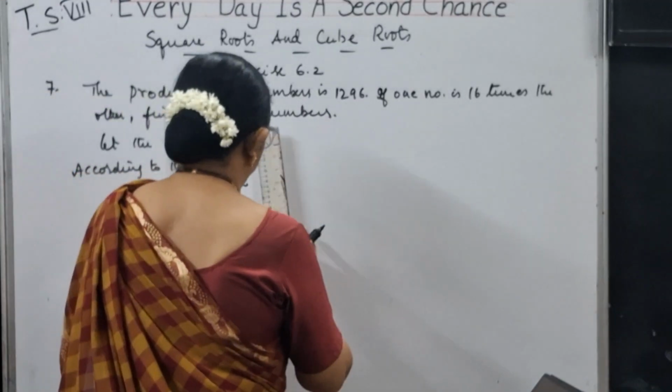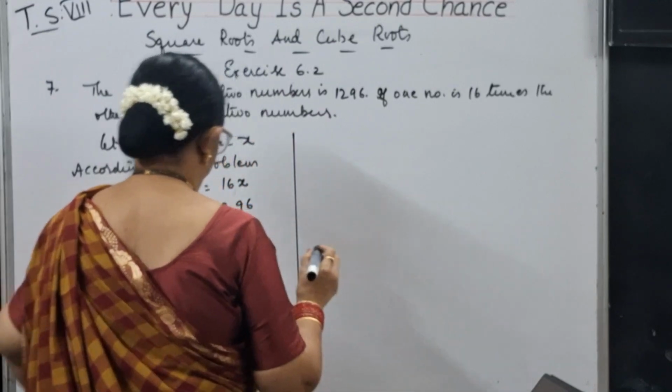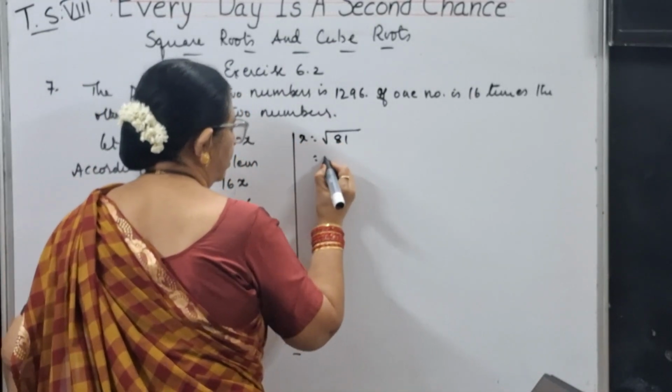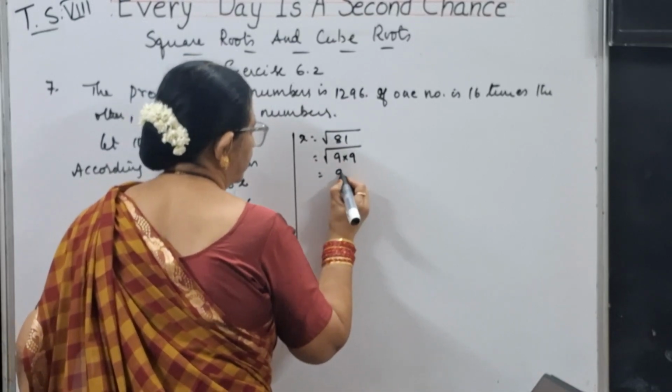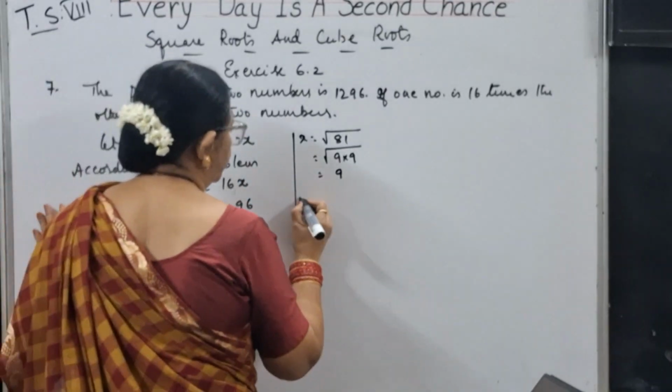So when x square is 81, x is equal to root of 81. We know that 9 nines are 81. So it is nothing but 9. X is 9. Now the question is, find the two numbers.